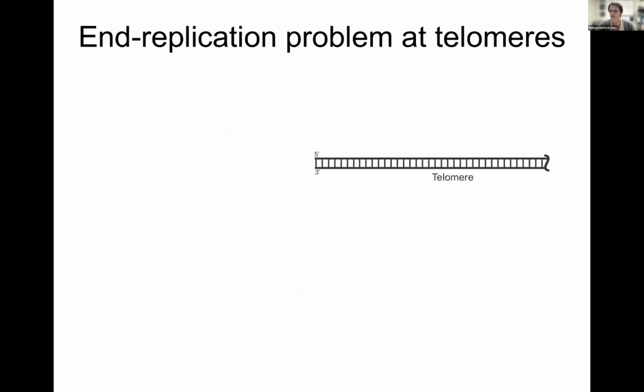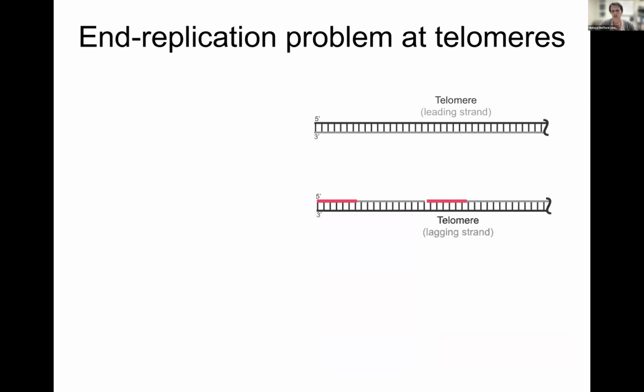So I'm showing the end of a telomere here that needs to be copied or replicated. So the original DNA strand is going to separate and the new strand is going to be copied from that template in the 5' to 3' direction.